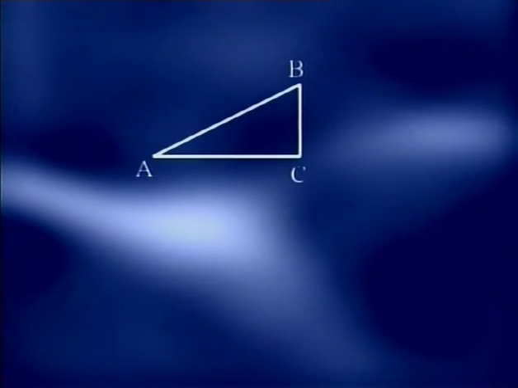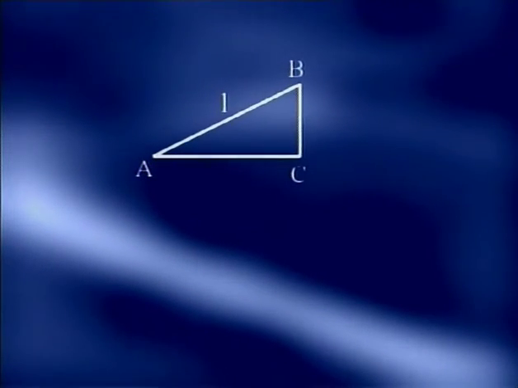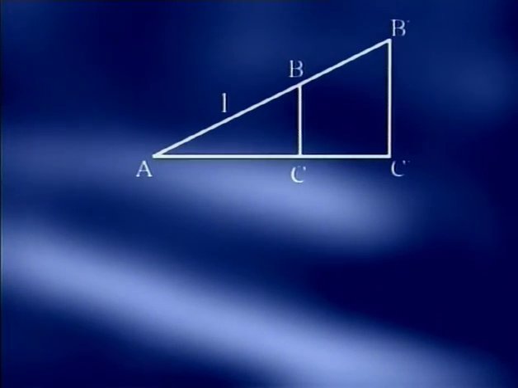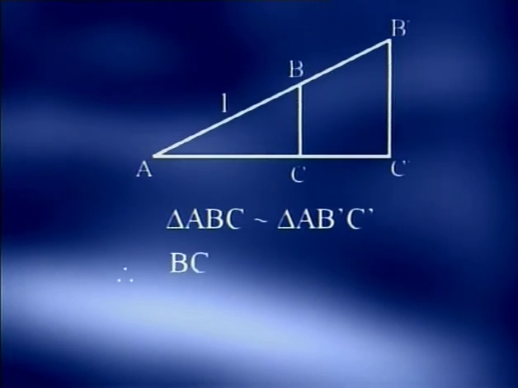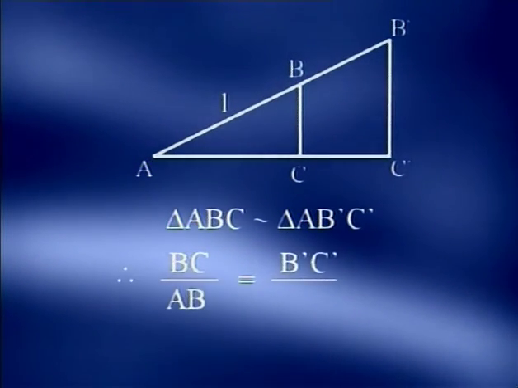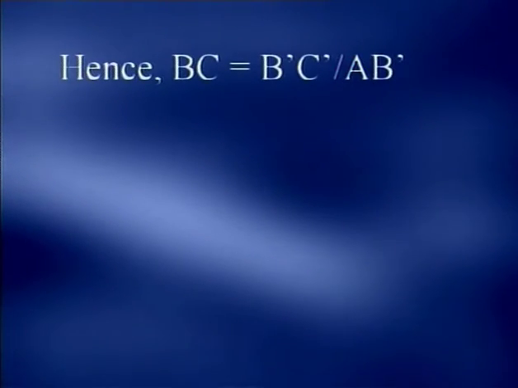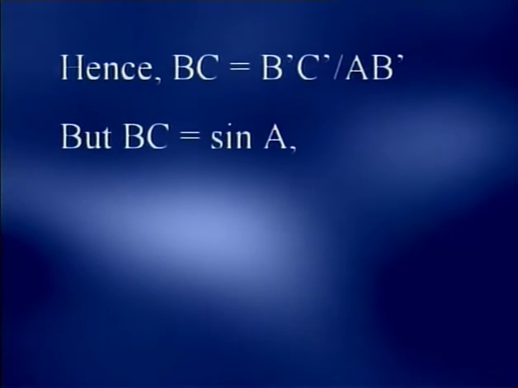We can use properties of similar triangles to relate the sines of triangles. Let us consider triangle ABC in which angle C is a right angle and the hypotenuse has length 1. Consider a similar right triangle AB'C' with a hypotenuse of arbitrary length. Since the triangles are similar, the ratio BC to AB equals the ratio B'C' to AB', but AB equals 1, hence BC is equal to B'C' upon AB', but BC is sine A as we defined earlier.